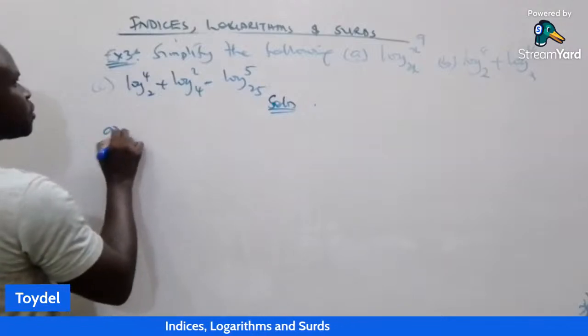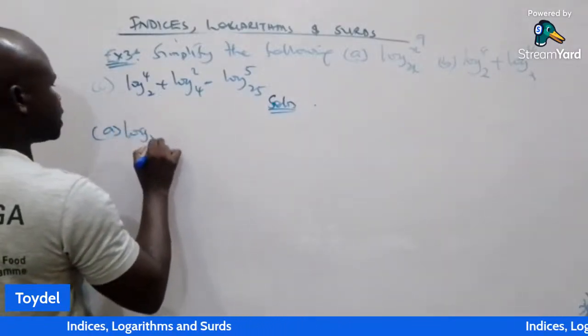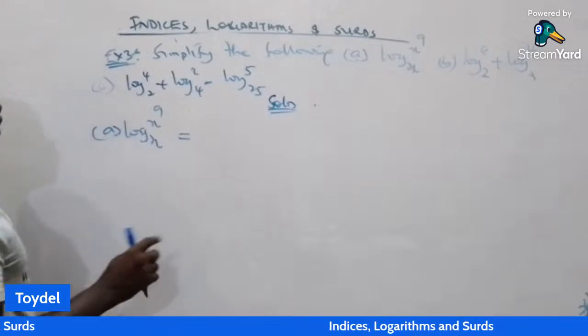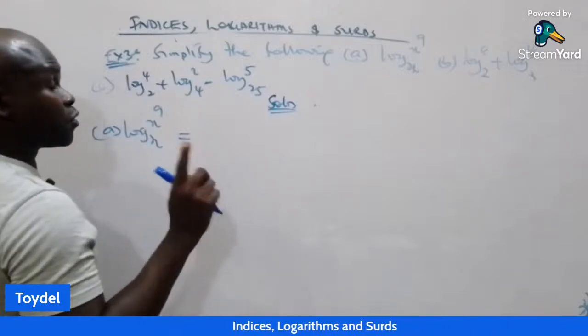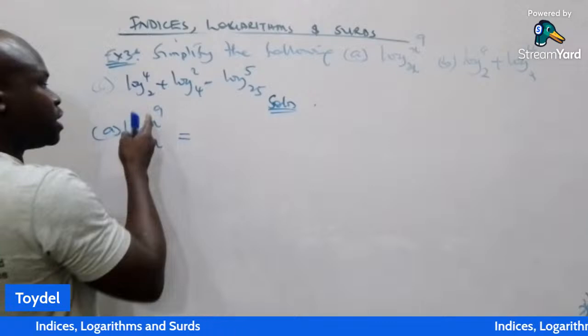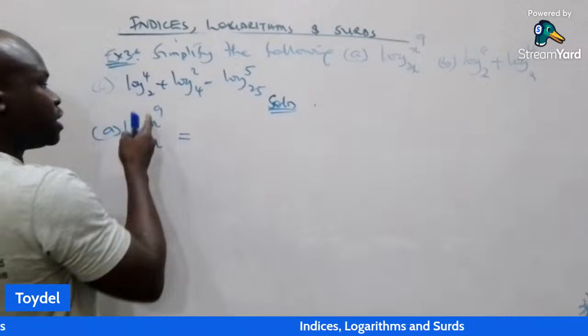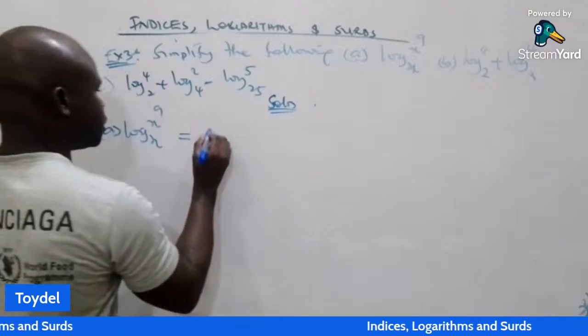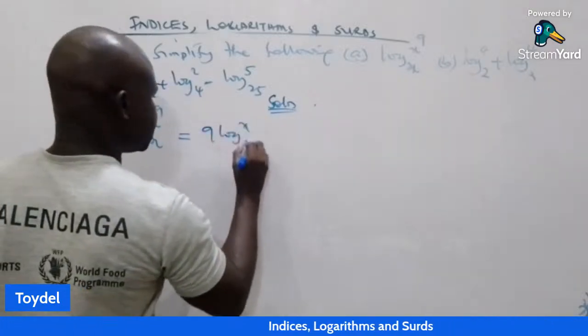Okay, A, the first one. We have log x raised to power 9. So what will be the answer here? Of course, from the third law of logarithm, this power can come down to be 9 log x base x.